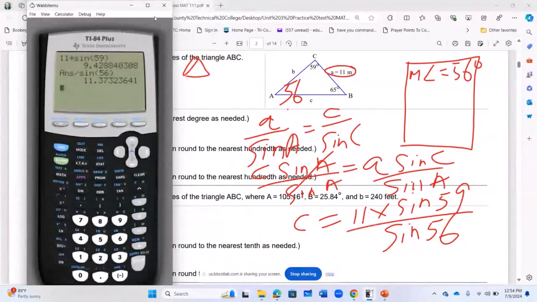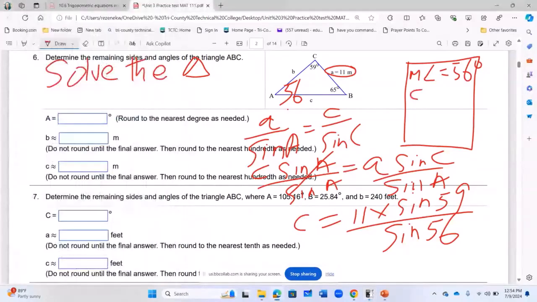So the value of C is 11.37. I'll come over here. C is equal to 11.37 meters. Everybody look, this is very important: organize your work. That way it will not be messed up.